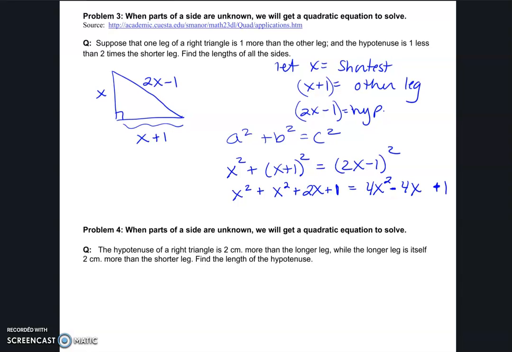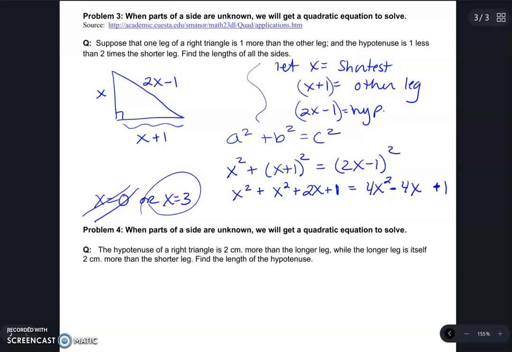Basically, you're going to end up with x equals 0 or x equals 3 when you factor that and solve. But x equals 0 can't be a solution. It's extraneous because we cannot have a length of 0, so we know we need to use the other one. Then you can go back up and figure out what's happening with all the other sides.